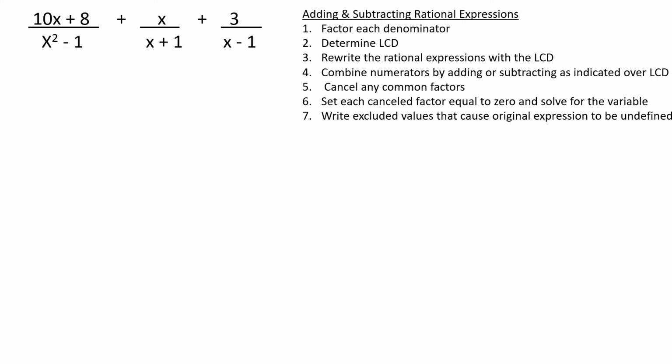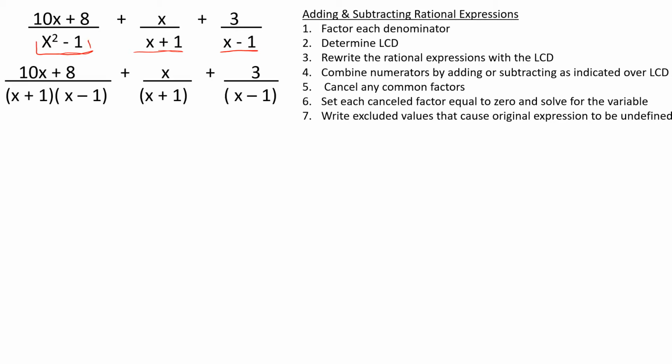All right, now here we have 3 fractions. Again, they do not have a common denominator, so we're going to factor each denominator. Well, this one here, the x minus 1 is prime. It doesn't factor. And the x plus 1, it's prime. It does not factor. But this x squared minus 1 does factor. It's a difference of squares.